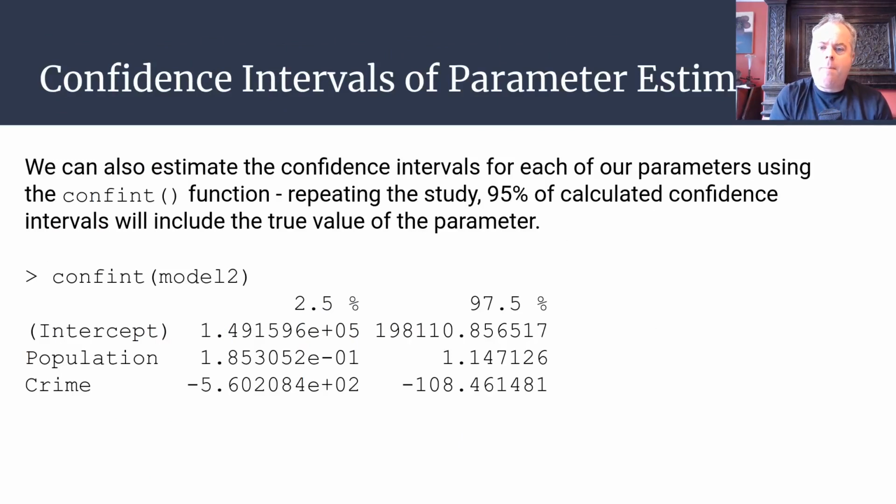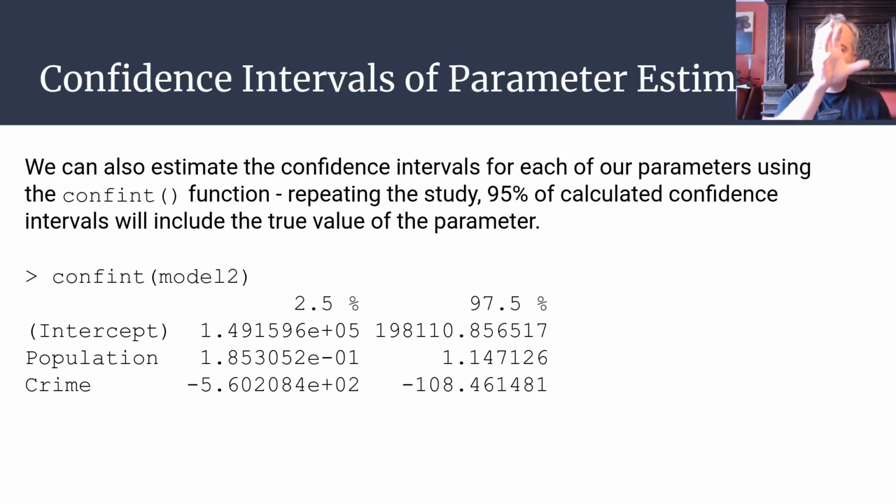In addition to parameter estimates themselves, we can also work out the confidence intervals of the parameter estimates. So we can estimate the confidence intervals for each of these parameter estimates in our model using the confint function. And what this basically means is that if we were to repeat the study hundreds or thousands of times, about 95% of calculated confidence intervals will include the true value of the parameter, because remember, our data set is just one possible sample from a population.